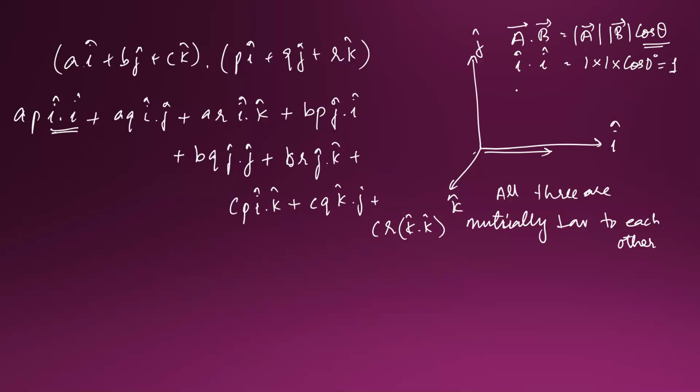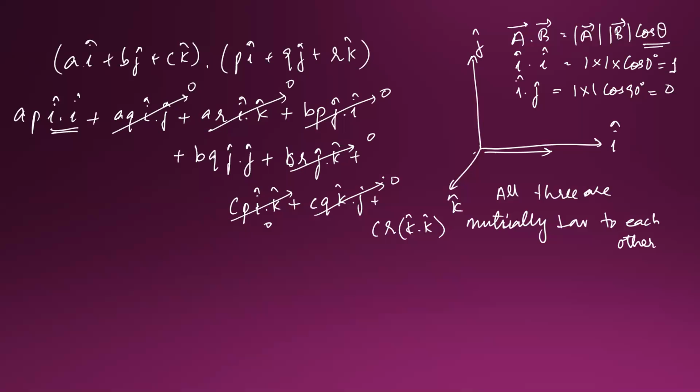In the same way, if I multiply i dot j, the angle between these two is 90 degrees. So it will be 1 into 1 into cos 90, and the value of cos 90 is 0. So if i is multiplied with j or i is multiplied with k, the value is 0. This factor will be 0 because it is i dot k. This factor will be 0 because this is i dot j. This factor will be 0 because this is j dot k. This factor will be 0 because this is i dot k. This factor will be 0 because this is k dot j.